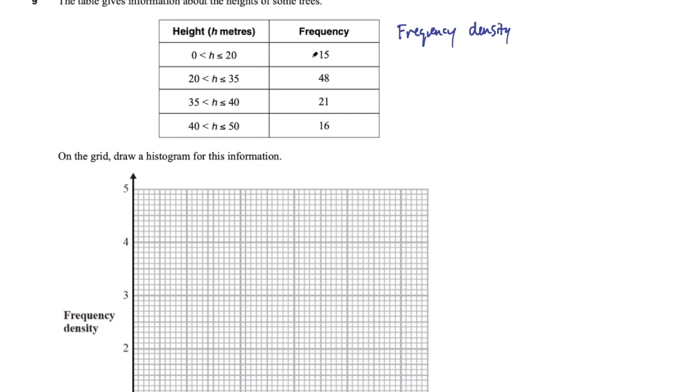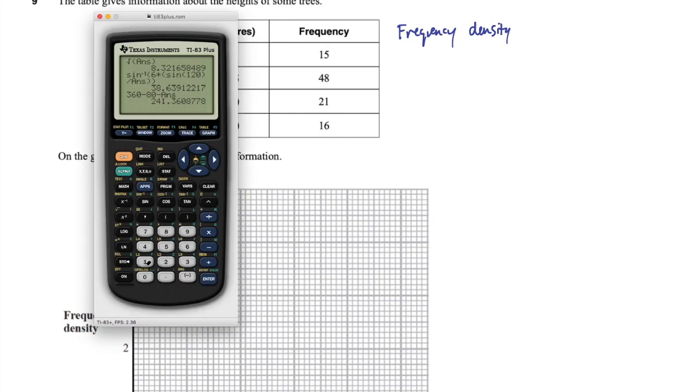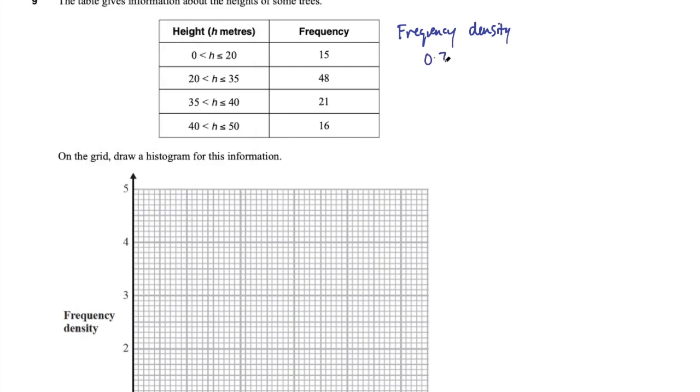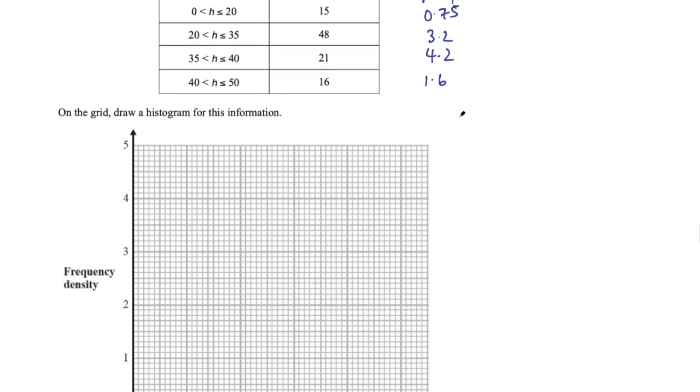So use your calculator for this. 15 divided by 20, 0.75. Next one will be 48 divided by 15. So the difference between 20 and 35 is 15. So 48 divided by 15, put that in, you get 3.2. 21 divided by 5, 4.2. And 16 divided by 10 is 1.6. So they're your frequency densities. They're the heights of your bars on your histogram.